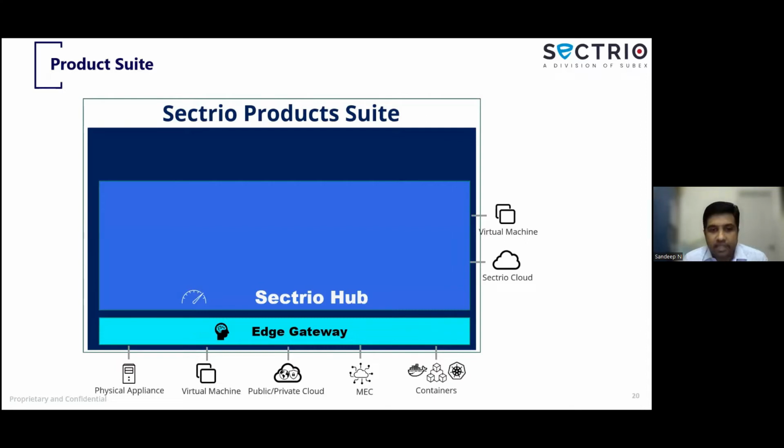The edge gateway, the edge device that sits in the network and gets the network traffic and also performs the active passive scans, can be deployed either on a physical appliance, a virtual appliance, a public private cloud, or an edge computing node, or even on containers, right?